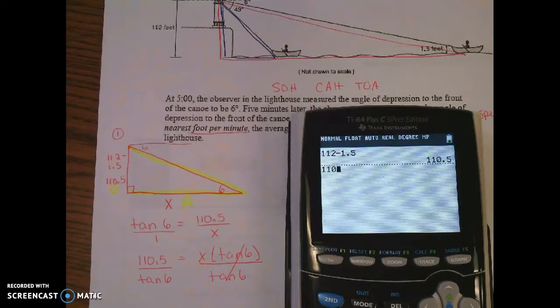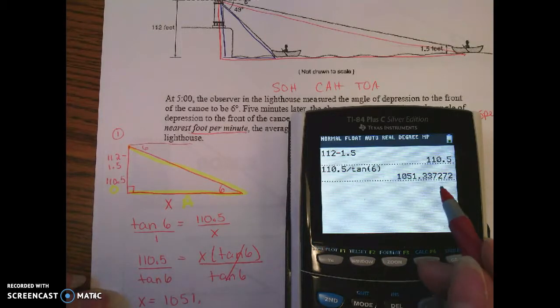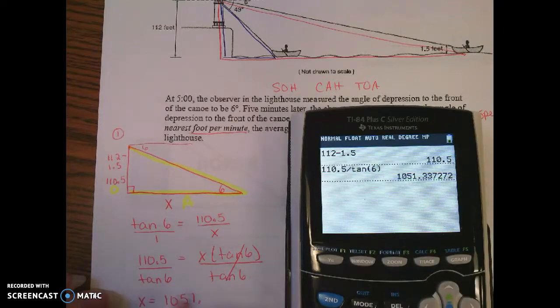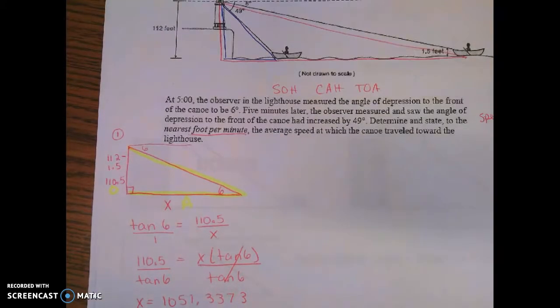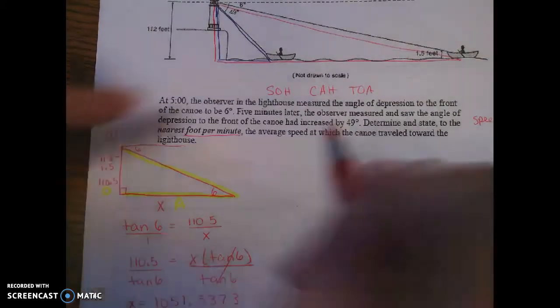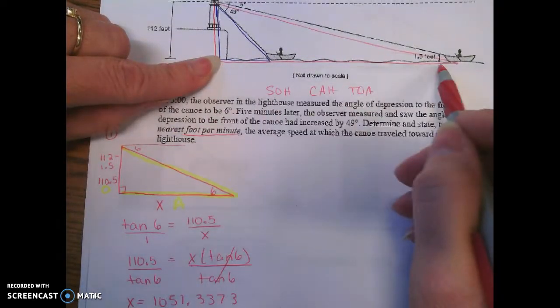So 110.5 divided by tangent of 6 degrees. And this is not the answer to the problem. So I am going to go out 4 decimal places. So that 2 is in the 4th place. The 7 is going to tell me to round that 2 up. So I have 0.3373. Okay. So that is this whole distance here. That's what x is in the big picture.